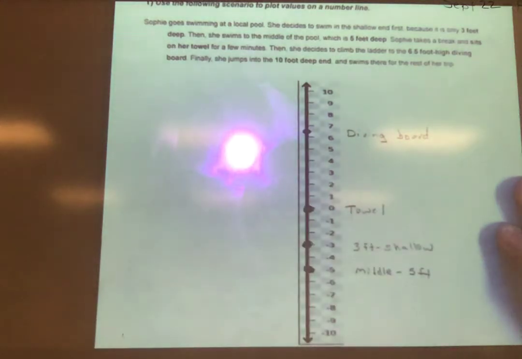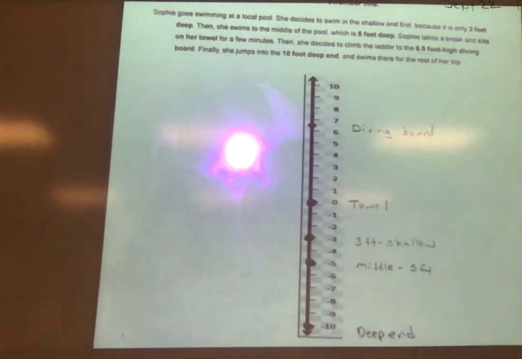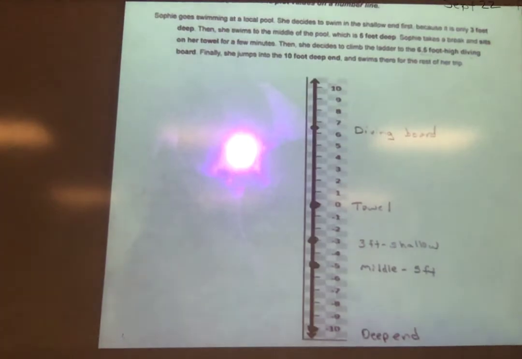And finally, she jumps in to the 10-foot deep end. So now she's clear down here at the bottom, the 10 foot that goes very deep after she jumps off that board, and she swims there for the rest of the day. So she's here at the deep end where it goes a lot deeper. Okay, so now we've got all of our numbers labeled here on our number line, the positive and the negative. Okay, so make sure you get all these written down here, and we will go ahead and take a look here at the other side.